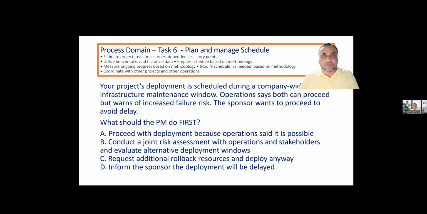Project deployment is scheduled during a company-wide infrastructure maintenance window. Operations says both can proceed, but warns of increased failure risk. The sponsor wants to proceed to avoid delay. What should the PM do first? A: Proceed with deployment because operations said it is possible. B: Conduct a joint risk assessment with operations and stakeholders and evaluate alternative deployment window. C: Request additional rollback resources. D: Inform the sponsor that deployment will be delayed. What do you think is the better answer here?